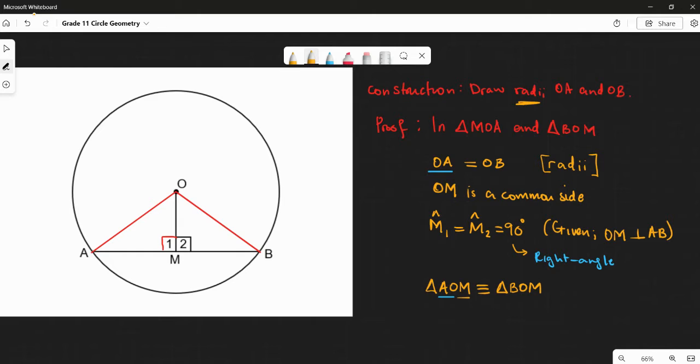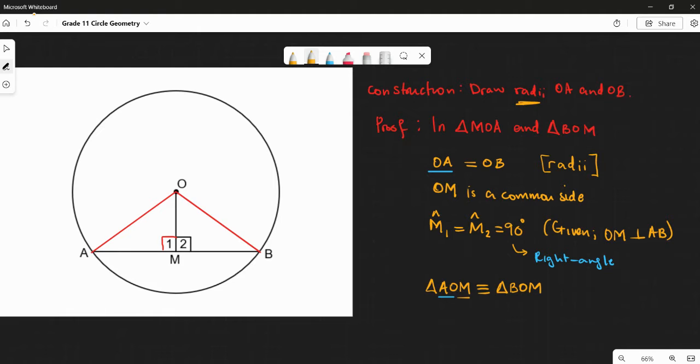So if we are concluding that the two triangles are congruent, that means they are exactly the same. They are identical with angles and sides. So that means angle A is the same as angle B, angle O is equal to angle O, angle M is equal to angle M, according to the two triangles. Thereafter, AO is equal to BO, OM is equal to OM. Therefore, we can say AM is BM. All right.